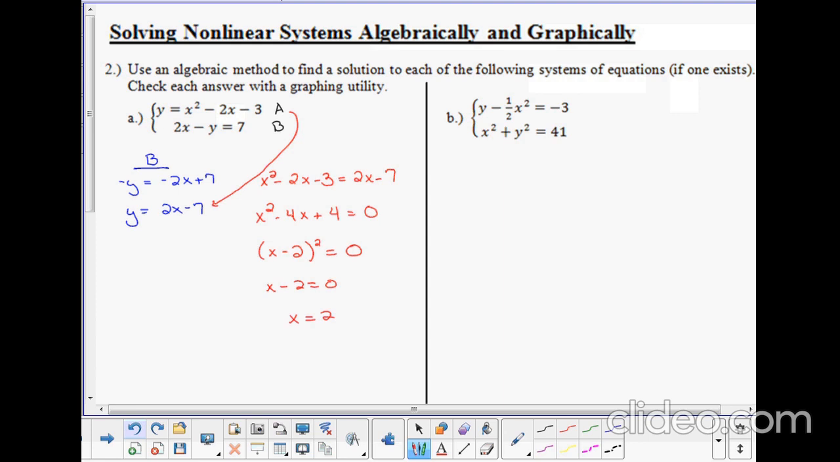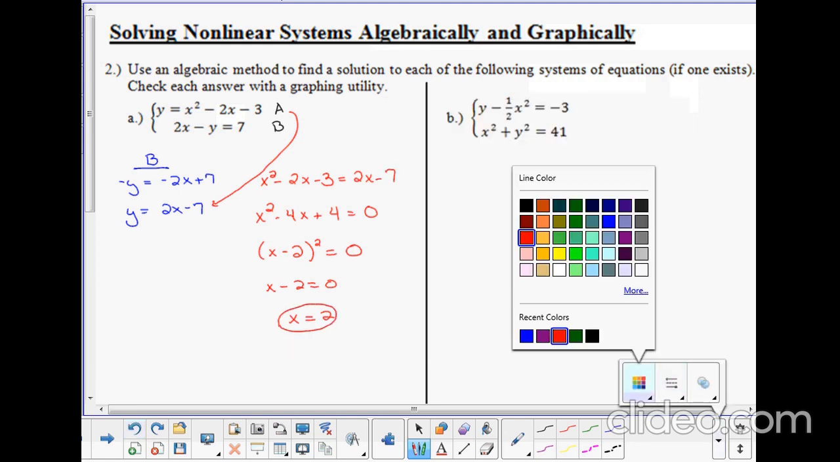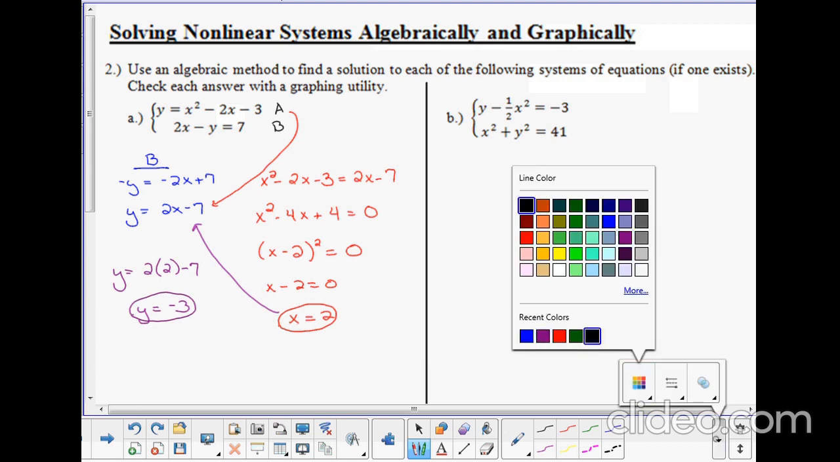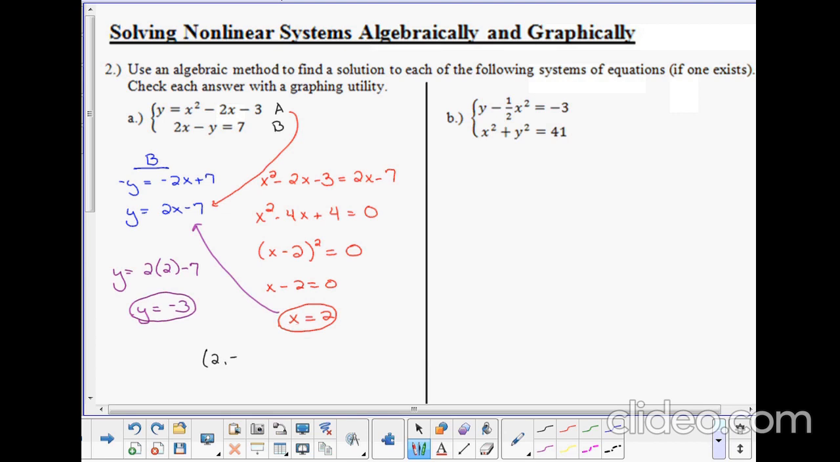Now, again, this is only part of my solution, so we're commonly going to list our solution as points. So I have x equals 2, which is good. Now I'm going to take this x equals 2 and substitute it back in to find y. I can substitute it into any equation, A or B, or the rewritten form of A or B. I rewrote B, and that's going to make it easy to solve for y, so I'm going to substitute in there. So y equals 2 times 2 minus 7. 2 times 2 is 4, minus 7 would be negative 3. So the coordinate pair that I'd be looking for would be 2, negative 3.